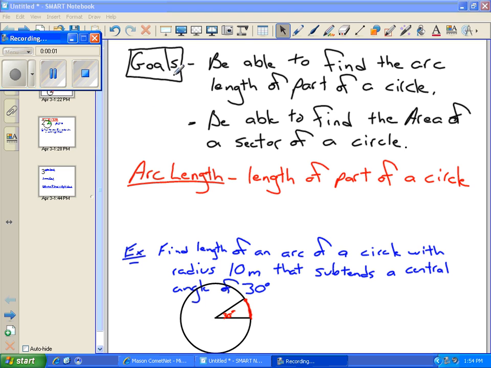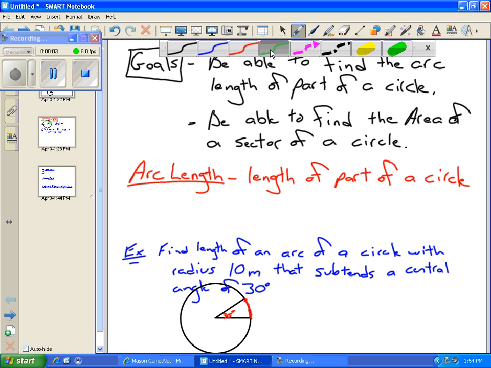For section 6.1 in our book, starting a new chapter. In this particular section, the two things we're going to focus on is being able to find the arc length of part of a circle, and we're also going to deal with being able to find the area of a sector of a circle. Just part, like a slice of the pie is what we're talking about there. What's the area of that going to be?